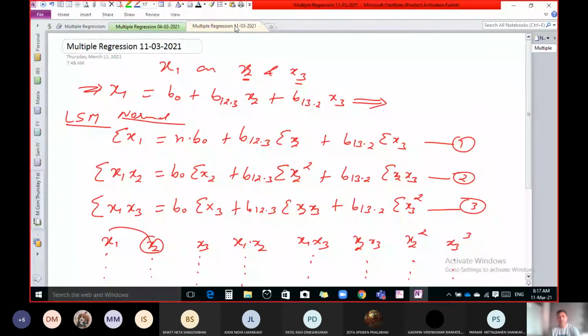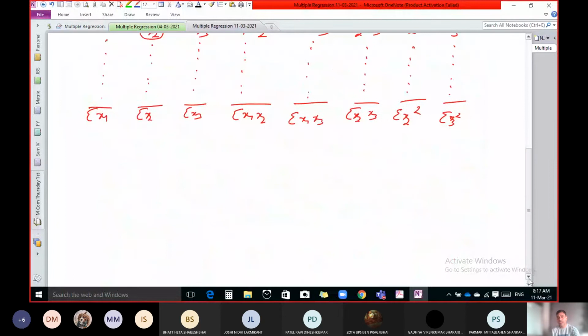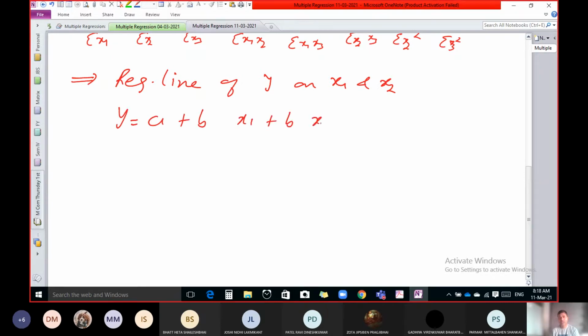Here, instead of regression line of x1 on x2 and x3, you have to use the symbols y, x1 and x2. So how to write this? Regression line of y on x1 and x2. Here y is the blood pressure, x1 is the age of the person and x2 is the weight of the person. So you have to write like this: y equal to a plus b x1 plus c x2.